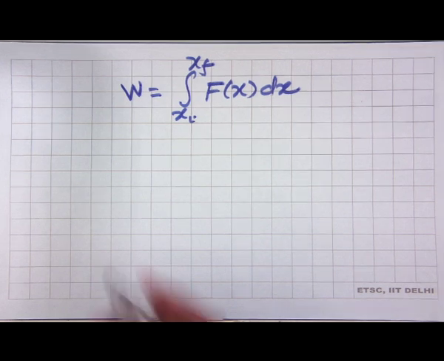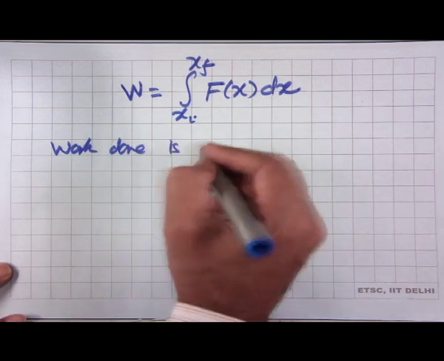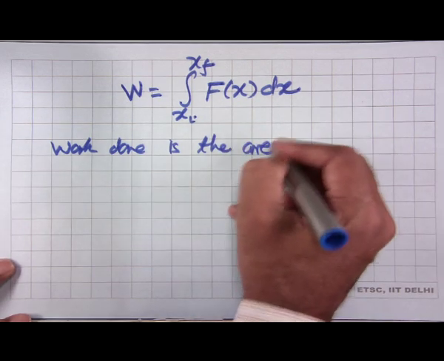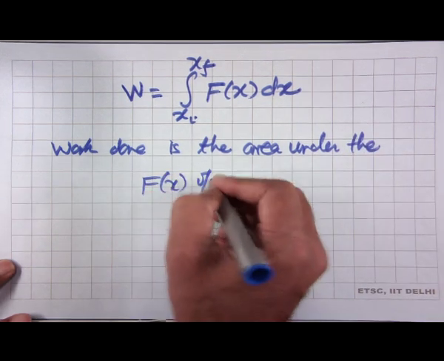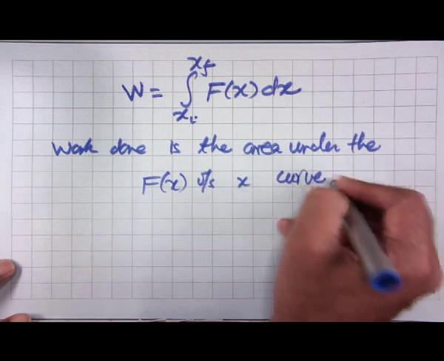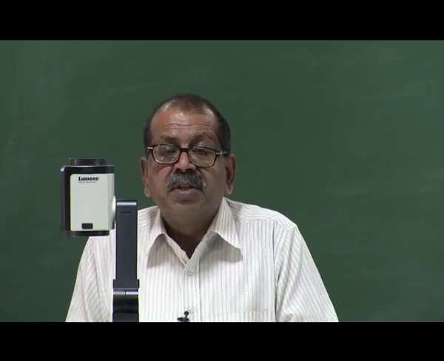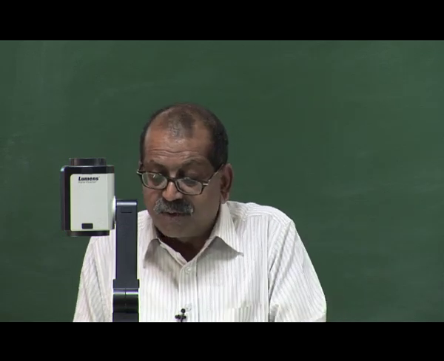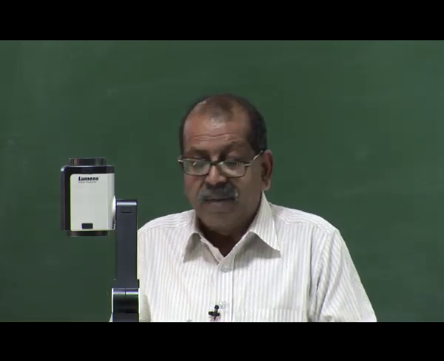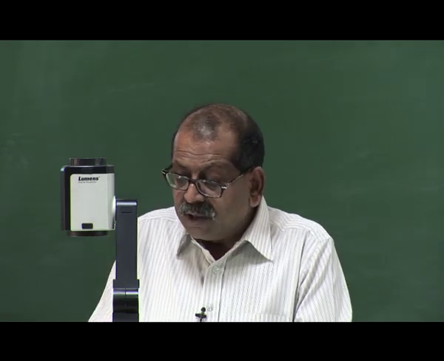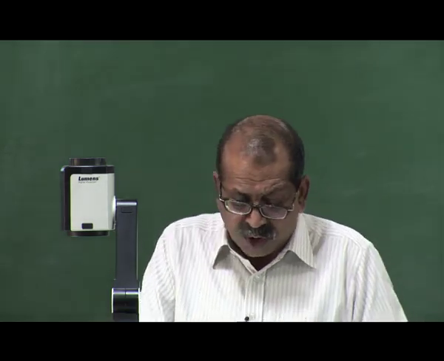So, based on this we say the work done is the area under the f of x versus x curve, and so work is an integral of force with respect to displacement. If we integrate the force with respect to x from xi to xf, we get the work done by this force. Now, there is a particular special case where we have a force called the spring force.